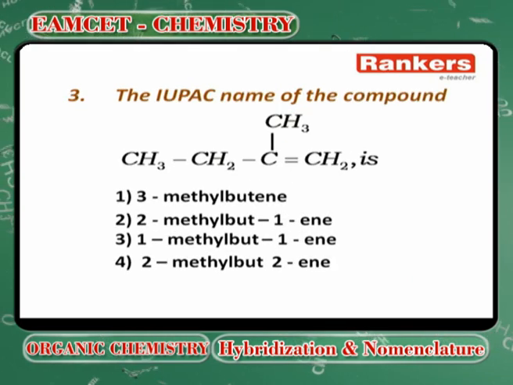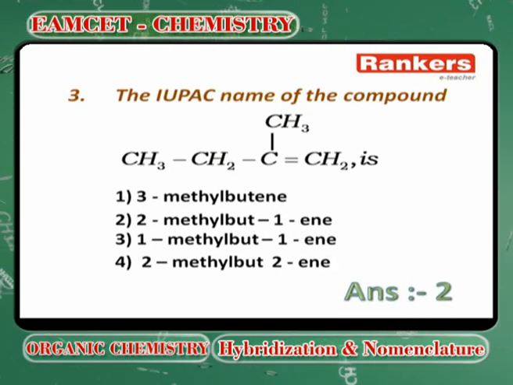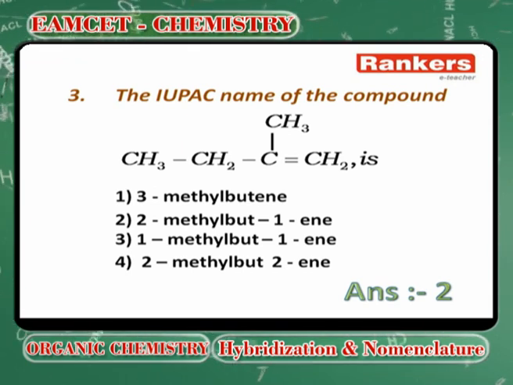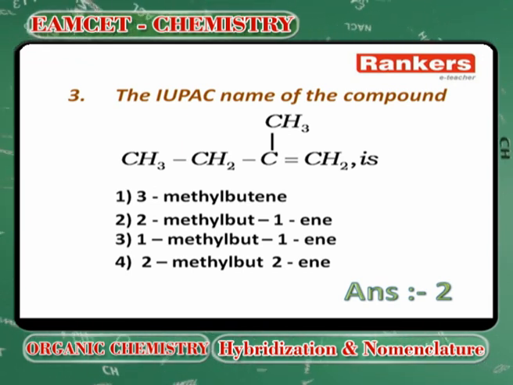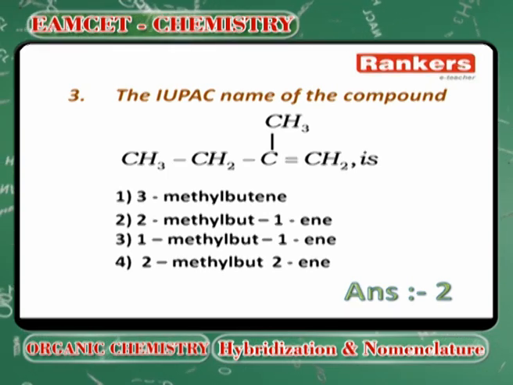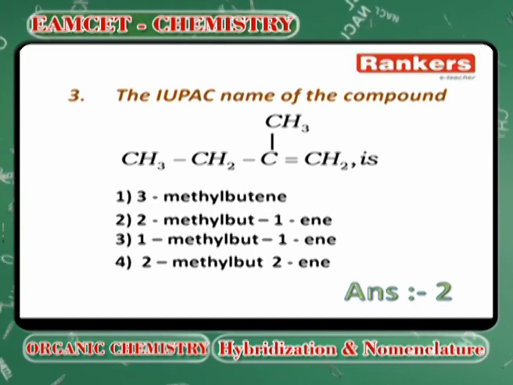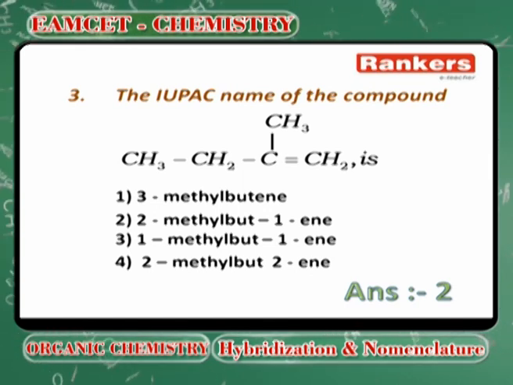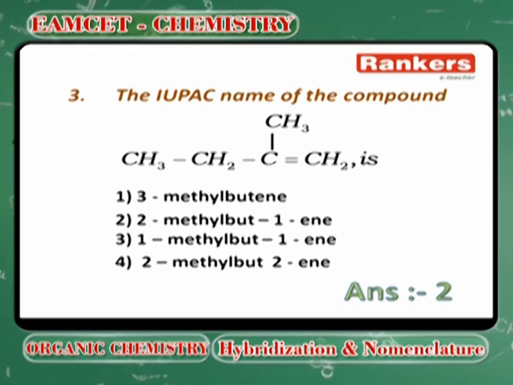Next. The IUPAC name of the compound. This is a 1-butene containing a methyl on the 2. So, therefore, 2-methyl-1-butene it is. Okay. 1-butene, but-1-ene or but-2-ene, these all have slight differences, but the numbering should be perfect. That is, the methyl on the second carbon is right. 2-methyl-1-butene or but-1-ene, that is, answer 2 is right.